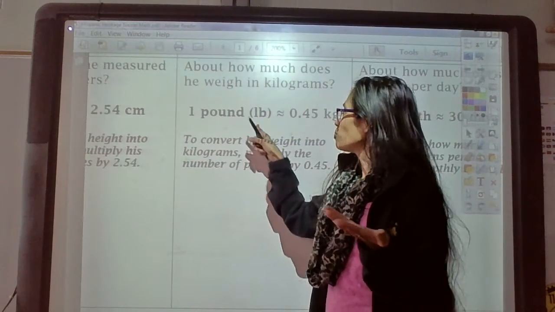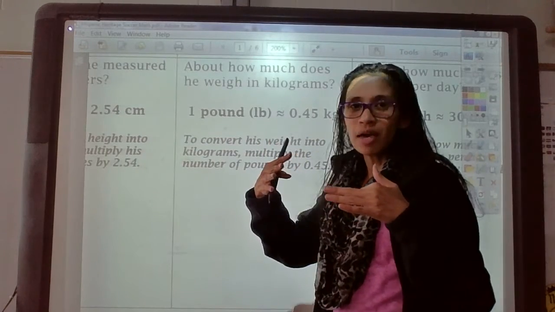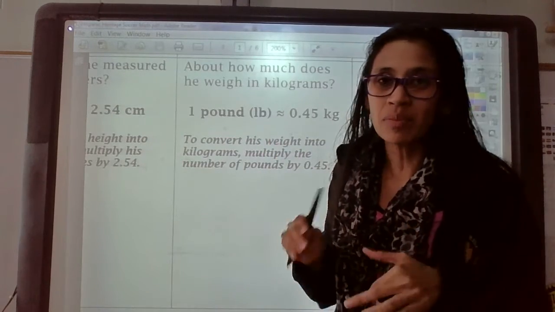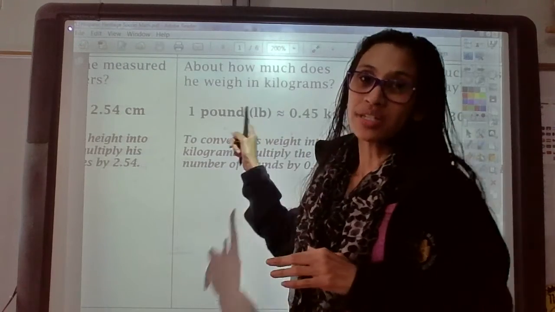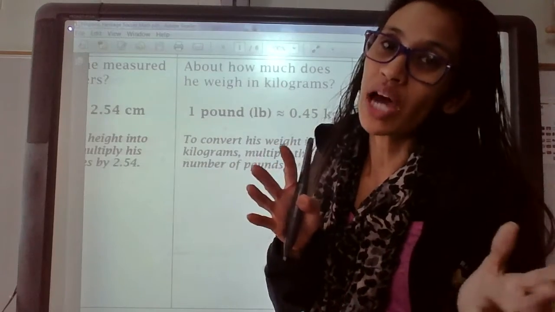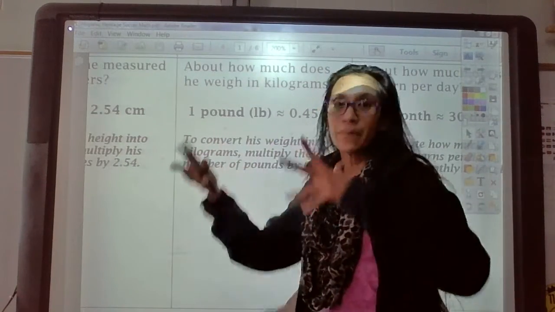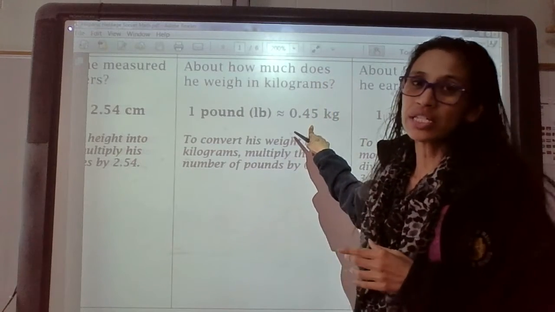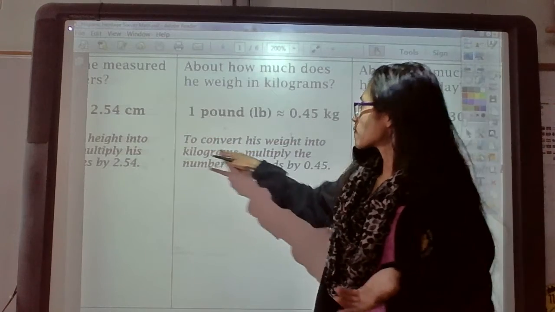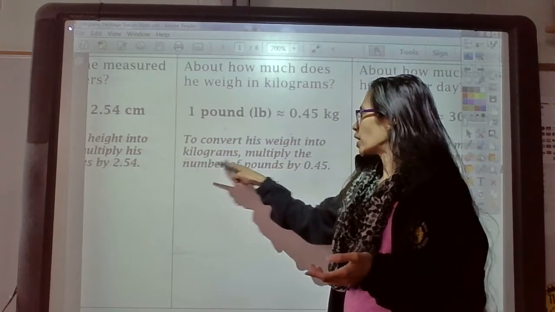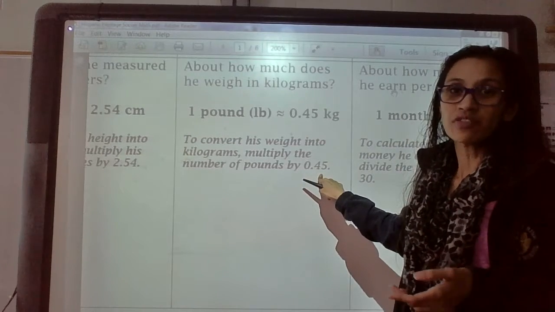And we know that 1 pound, now look at that. It's not an equal sign. It's like a squiggly line. That means approximately. That means about. Because really, this number had more digits, but I wasn't going to have you do that. We're just going to stop right there at the hundreds place. So 1 pound is about 45 hundredths of a kilogram. Okay? So to convert his weight into kilograms, multiply the number of pounds by 45 hundredths.